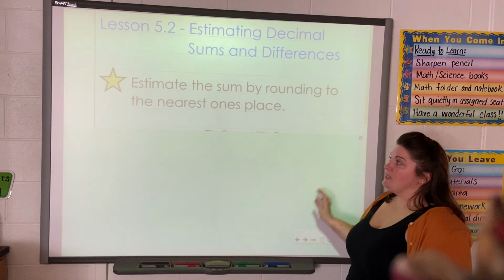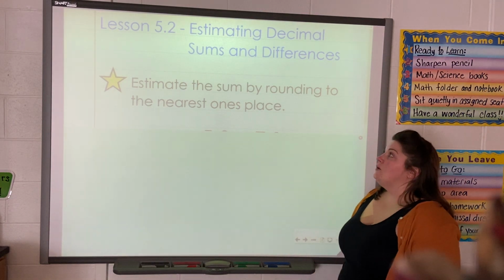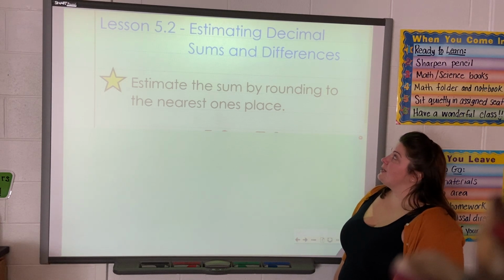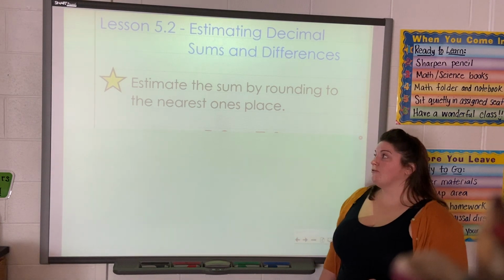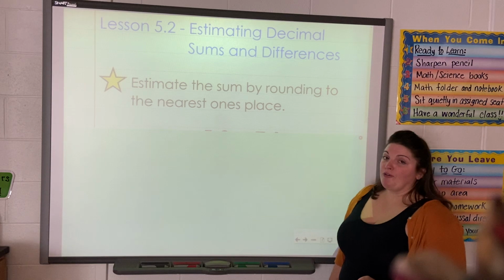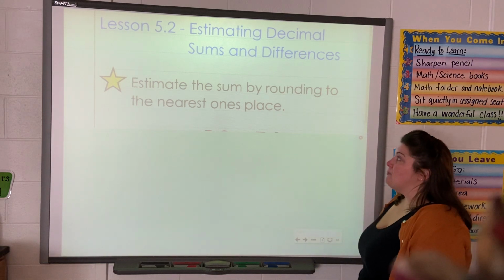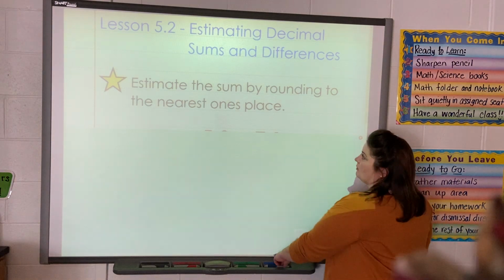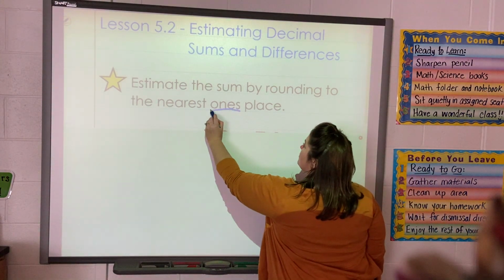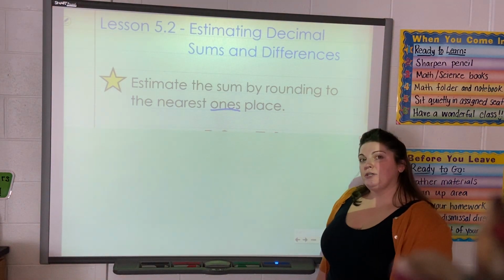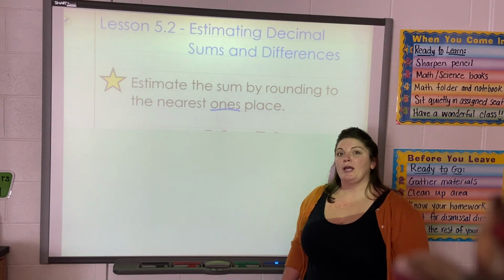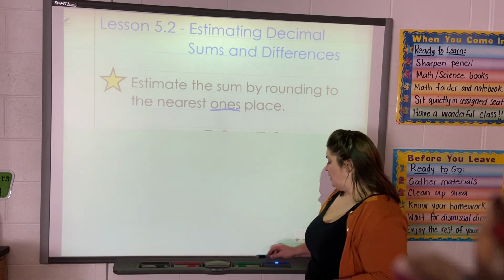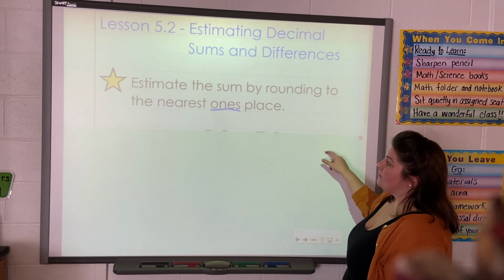In your notes, please copy the following. We are on lesson 5.2, estimating decimal sums and differences. For our first example, estimate the sum by rounding to the nearest ones place. So for this problem, we are actually rounding a decimal to a whole number place value. Here's how to do it.